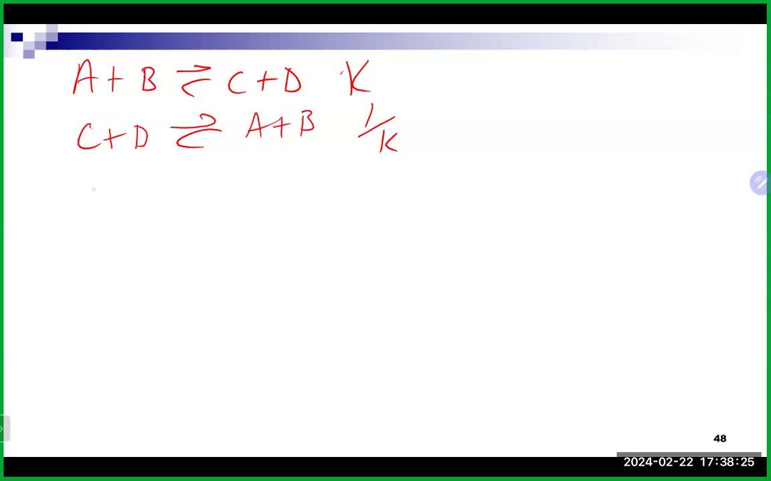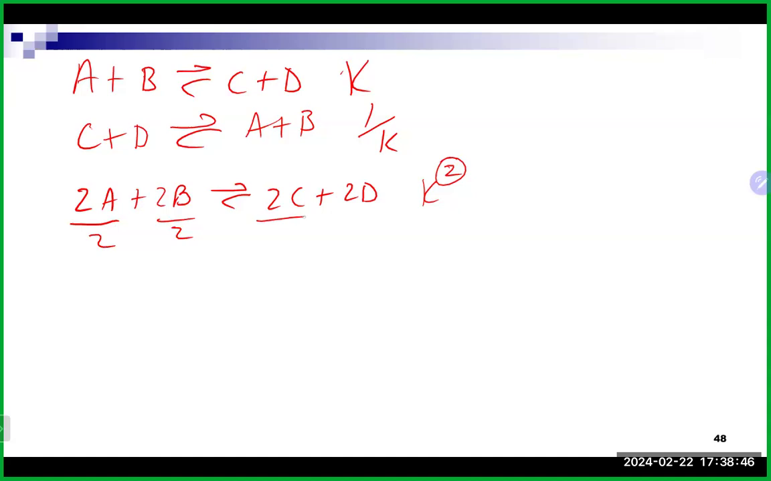Also, if we need to multiply an equation by a common number, we will actually square, for example, or take the K value to the power of whatever number we multiply by. And also, if we need to divide by a common number, we'll actually take the square root in this case, but really, whatever we would divide by, we would take the root of that in terms of the K value.